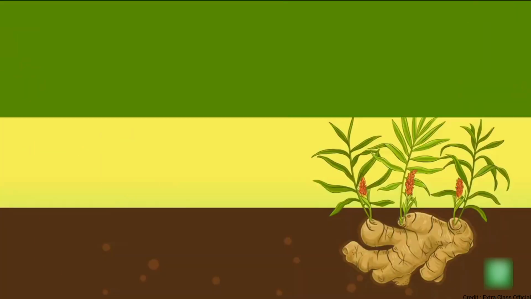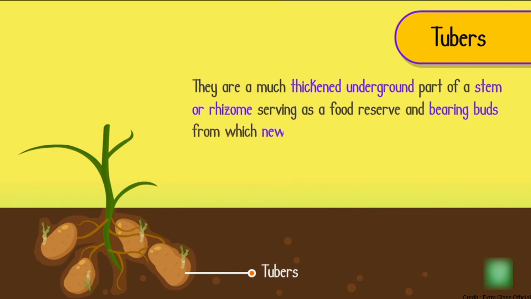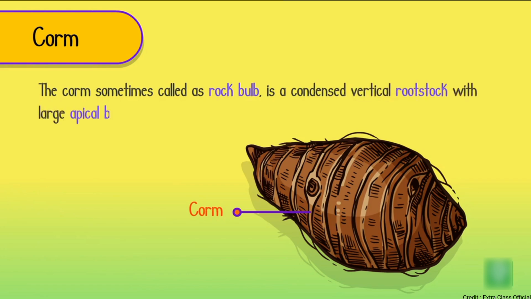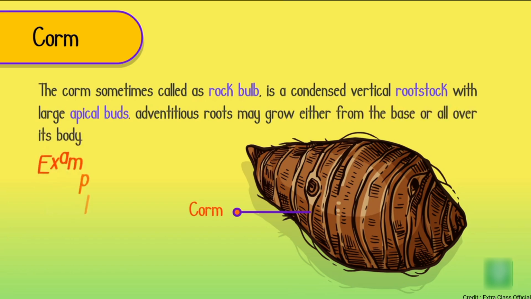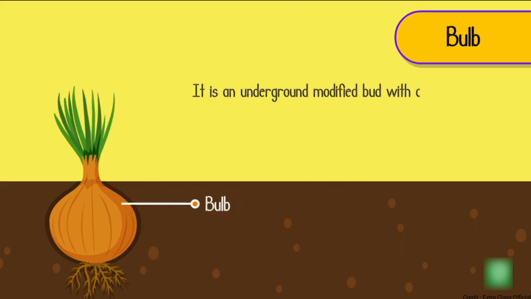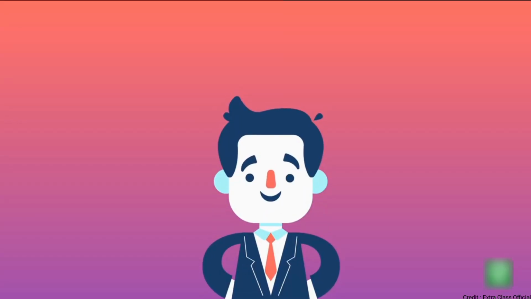Example: ginger. Tubers. They are a much thickened underground part of a stem or rhizome, serving as a food reserve and bearing buds from which new plants develop. Example: potato. Corm. The corm, sometimes called a rock bulb, is a condensed vertical rootstock with large apical buds. Adventitious roots may grow either from the base or all over its body. Example: gladioli. Bulb. It is an underground modified bud with a reduced stem and fleshy scale leaves growing from it. Example: onion and garlic. This covers the different types of stem modification.